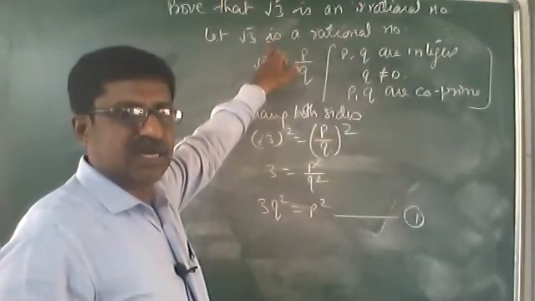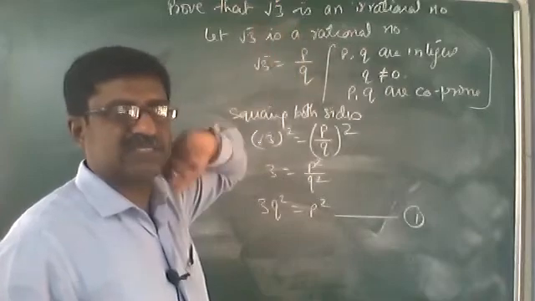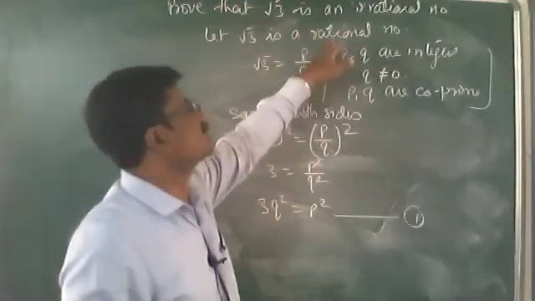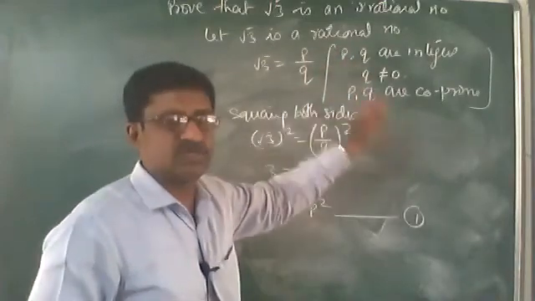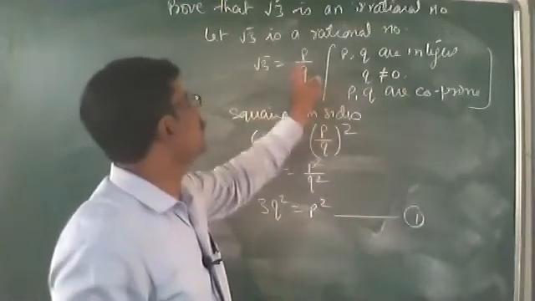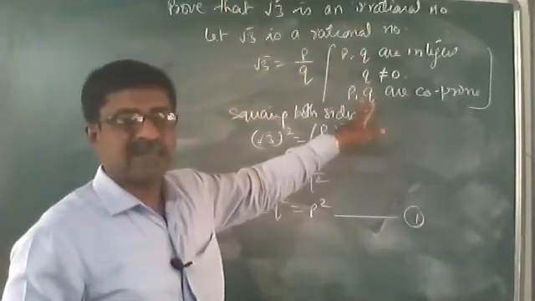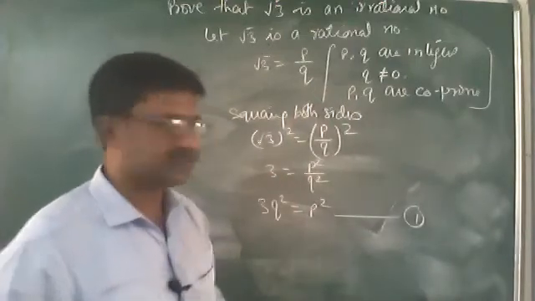It has to be shown as an irrational number. We have taken just the opposite of it. Suppose this is not irrational. This is rational. If it is rational, then it can be written in this form: p q are integers, q is not equal to 0, and p q are co-prime. We got 4 steps here. After that, we have just taken the square of it and cross multiplied.